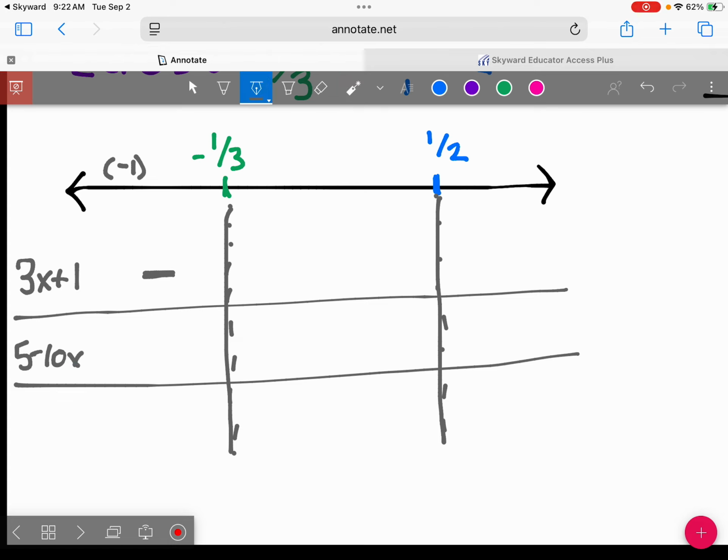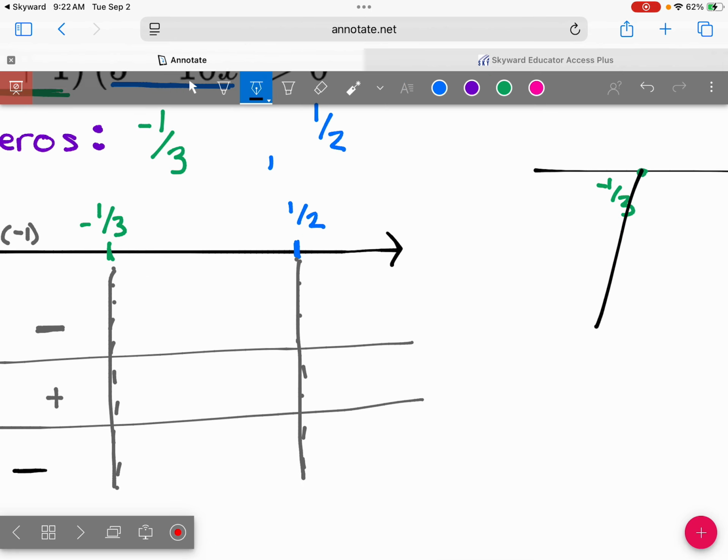Positive. Because when in doubt, put it in the calculator. 5 minus 10 times negative 1. That's the same thing as 5 plus 10. So in this section, left of my negative 1/3, I'm going to have a negative piece and a positive piece. Well, if I have a negative piece times a positive piece, is this going to be negative or positive? What is a negative times a positive? A negative. So left of my negative 1/3, we have a negative function. So this whole thing is going to be negative. This graph is pointing down this way.